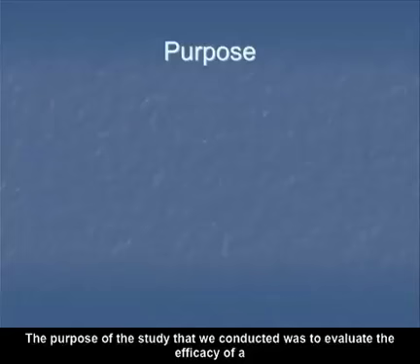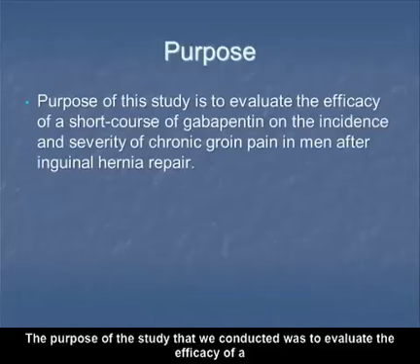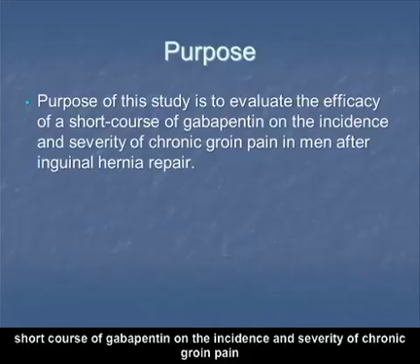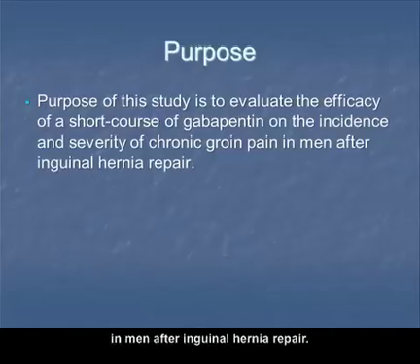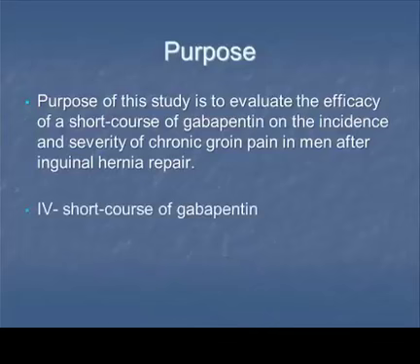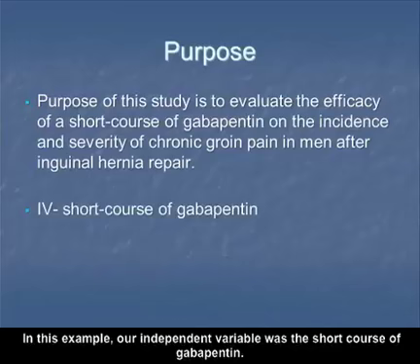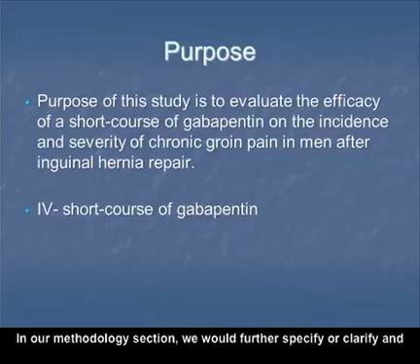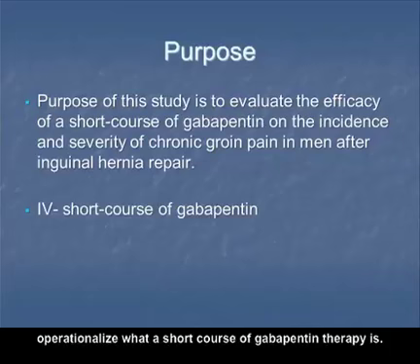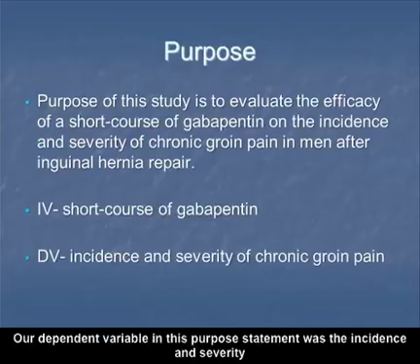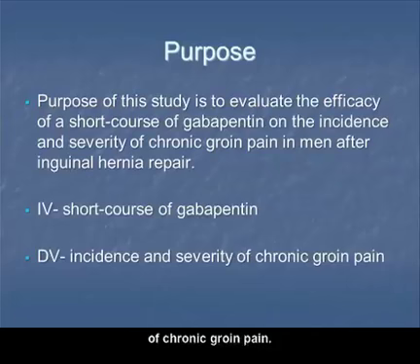So the purpose of the study that we conducted was to evaluate the efficacy of a short course of gabapentin on the incidence and severity of chronic groin pain in men after inguinal hernia repair. And in this example, our independent variable was a short course of gabapentin. In our methodology section, we would further specify or clarify and operationalize what a short course of gabapentin therapy is. Our dependent variable in this purpose statement was the incidence and severity of chronic groin pain.